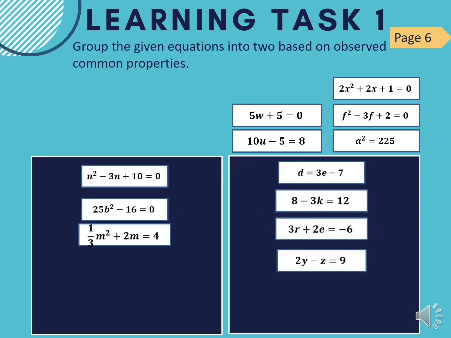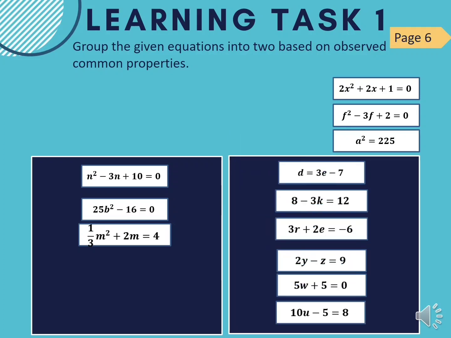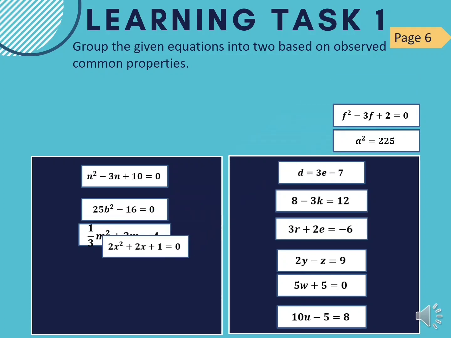How about 5w plus 5 equals 0? Again, it is in the degree of 1. How about 10u minus 5 equals 8? That's it, again in the degree of 1. How about 2x squared plus 2x plus 1 equals 0? Alright, that is in the degree of 2, and we put it in the first column.